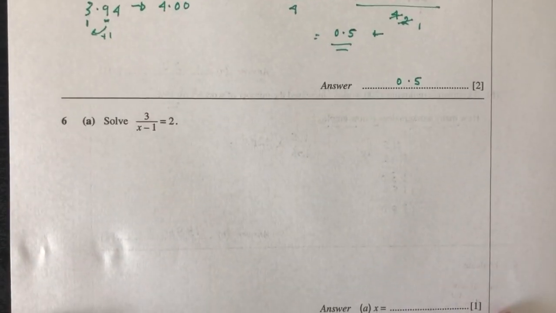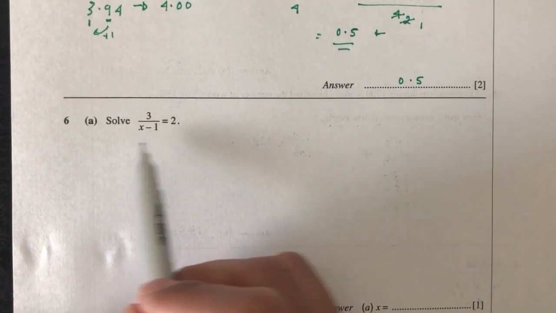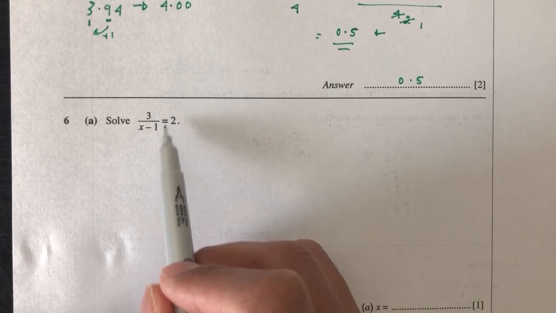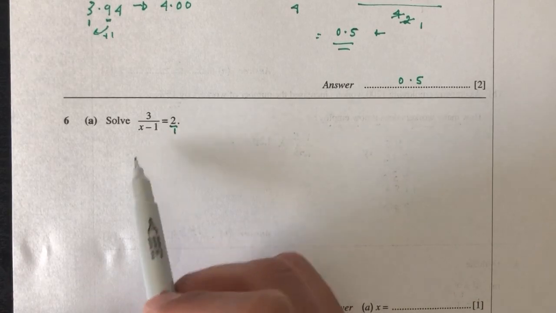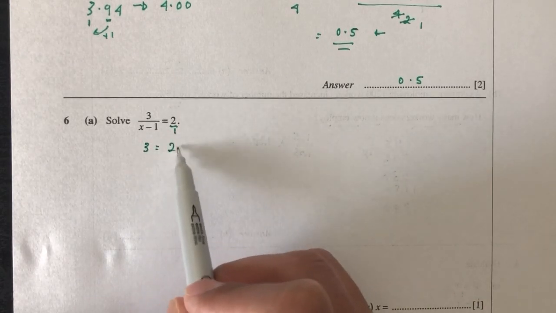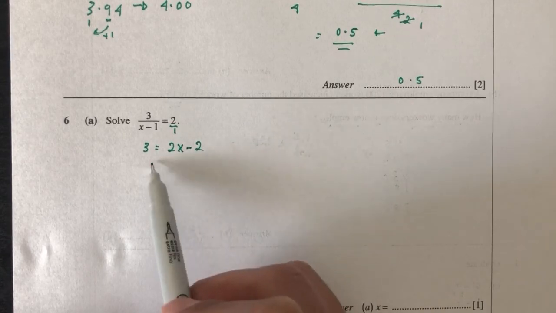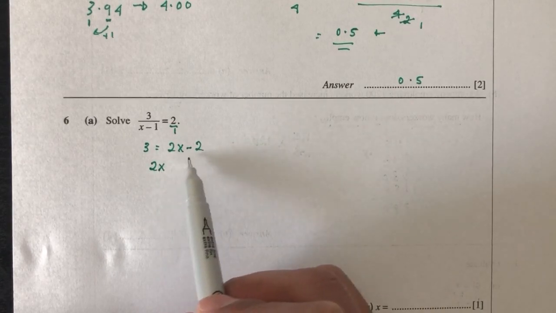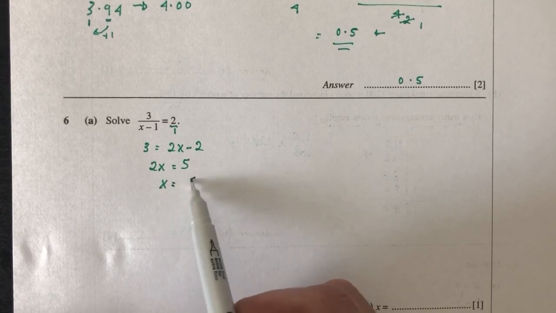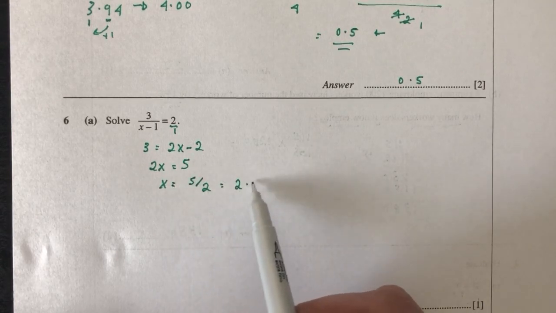Moving on to part 6. Solve this equation. So when we have a fraction equal to a number, we can cross multiply. We have 3 equal to 2x minus 2. So 2x will be, we send this over here, will be 5. So x will be 5 divided by 2, which will be 2.5. That is your answer for part A.